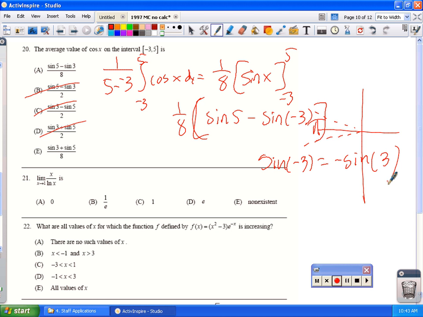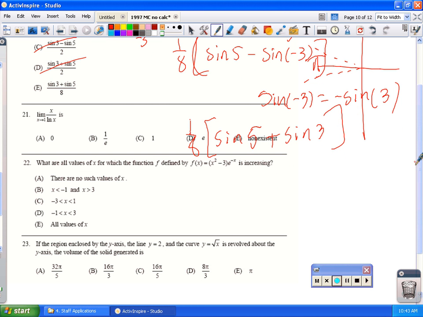Yes, that's exactly what they're doing. Instead of using sine of -3, they're replacing sine of -3 with the opposite of the sine of 3. So if I do that, I'll have 1/8 of the sine of 5 minus negative plus the sine of 3, which is E. Got it? Just pre-cal. That's all it is. Not the calculus part, the pre-cal.